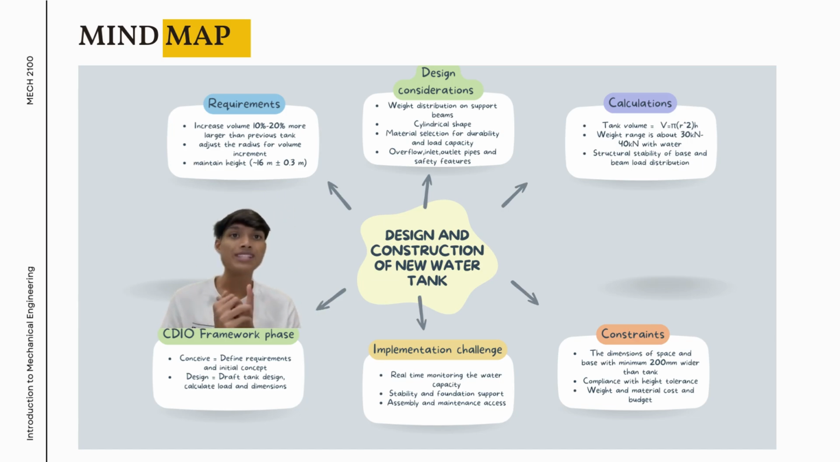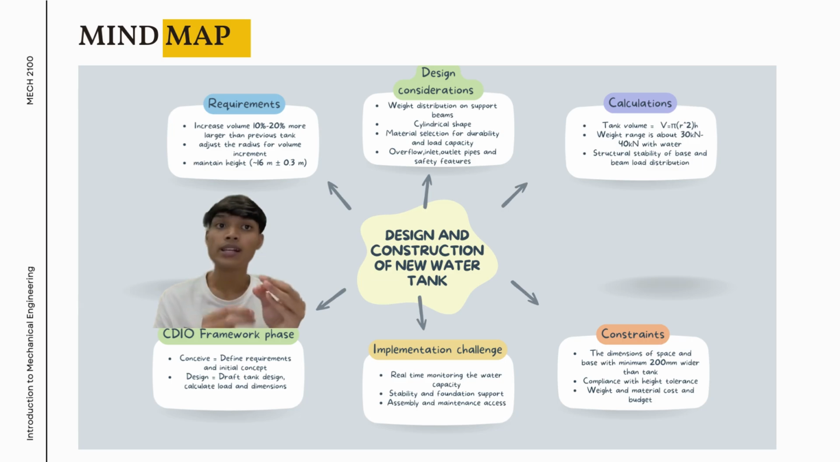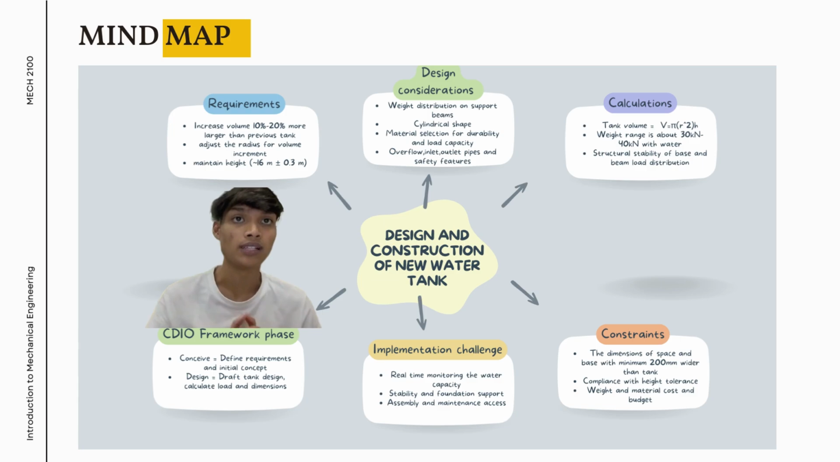Next one, we go to the design consideration. What we need to consider? The first one is we need to consider it to be in a cylindrical shape. Material selection is also something we need to consider. That means we need to choose the best material that is suitable for durability and load capacity.